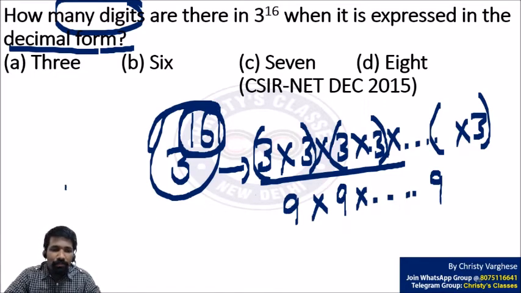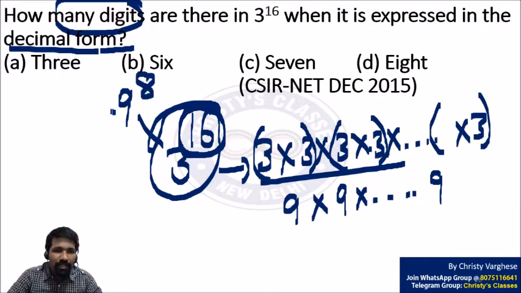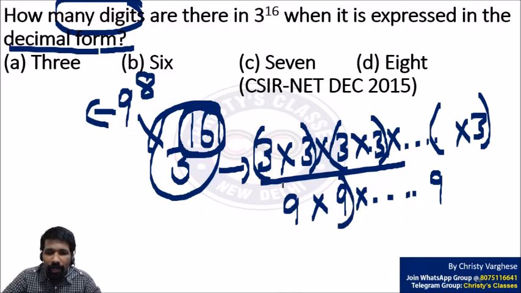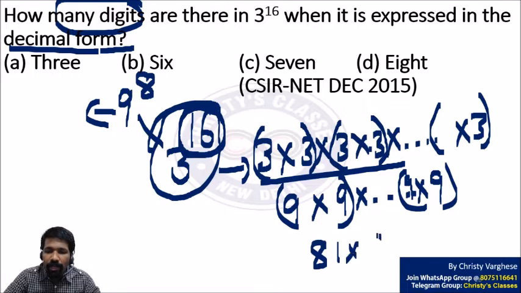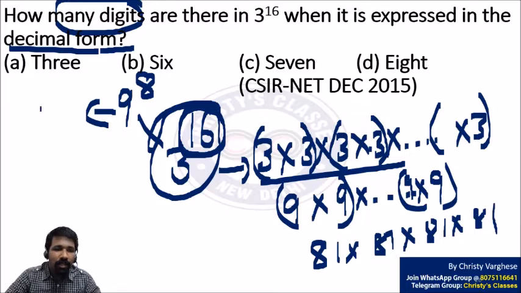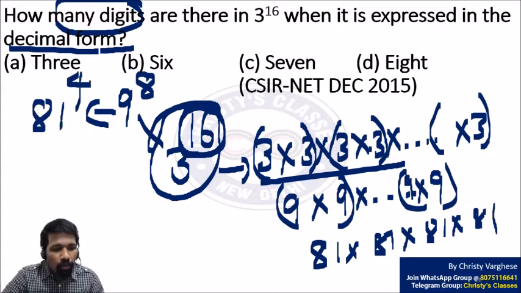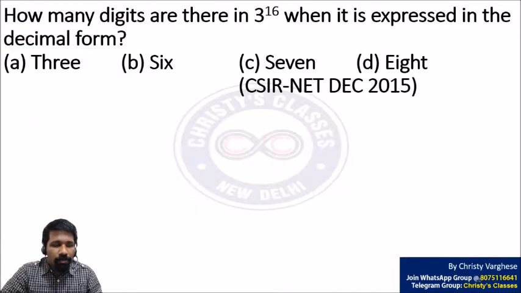That means, simply speaking, 3 raised to 16 is 9 raised to 8. Same idea, 9 raised to 8, 9 and 9 combined, 9 and 9 combined. How many 9's can be paired? 8 9's paired means you will get 81 into 81 into 81 into 81. That is nothing but 81 raised to 4. Now it is easier to find the number of digits, because you are not supposed to find the exact value, because that is time consuming.